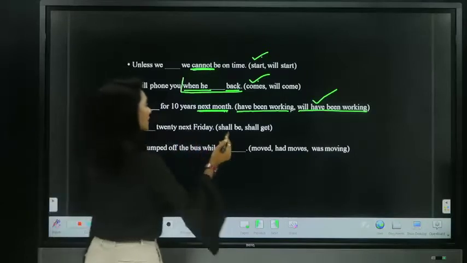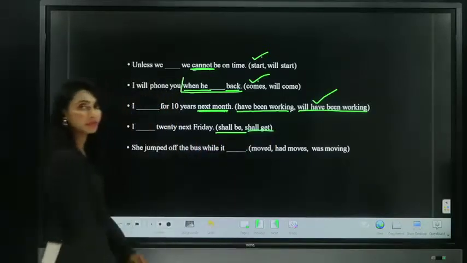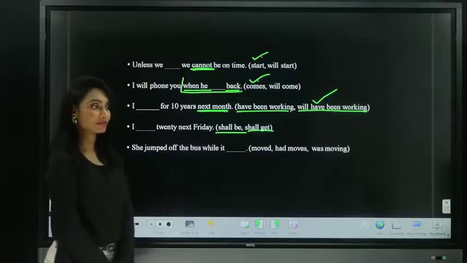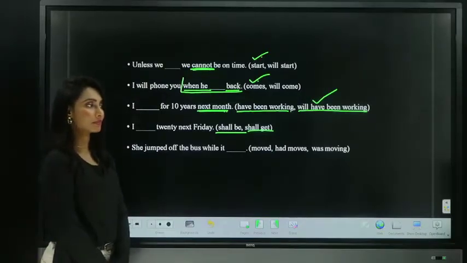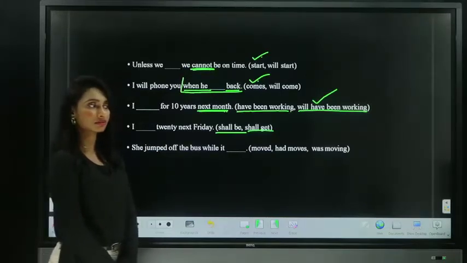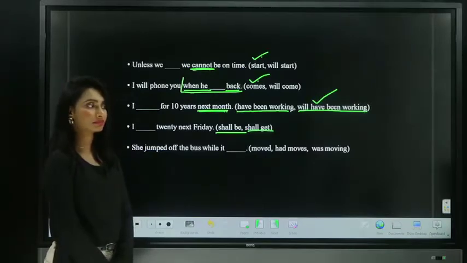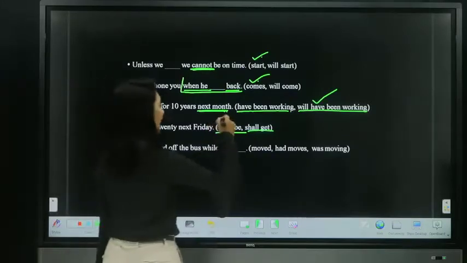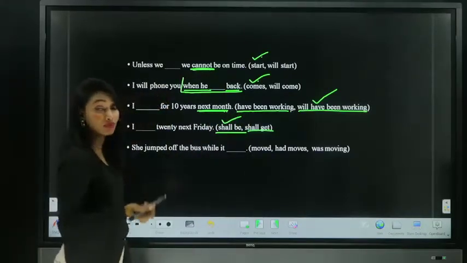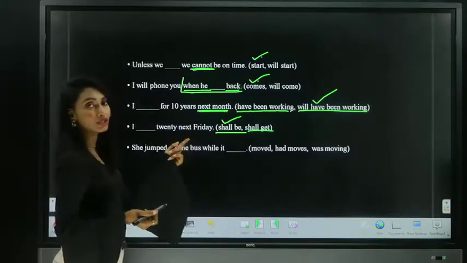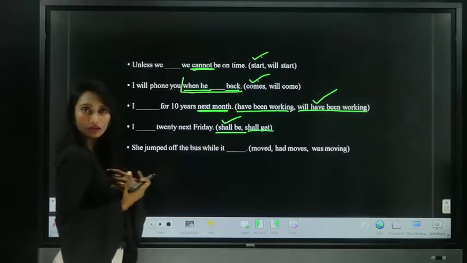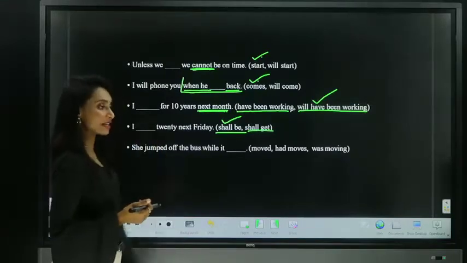I shall be 20 next Friday. Shall be or shall get? Yes, correct. So the right answer is I shall be 20 next Friday. Here shall be 20 next Friday, not shall get 20. You will not get 20. You will be 20 years old. So I shall be 20 next Friday.